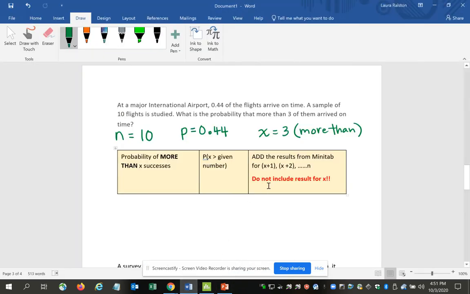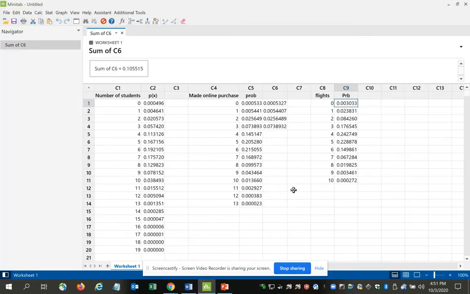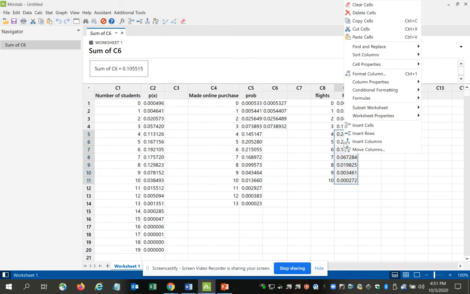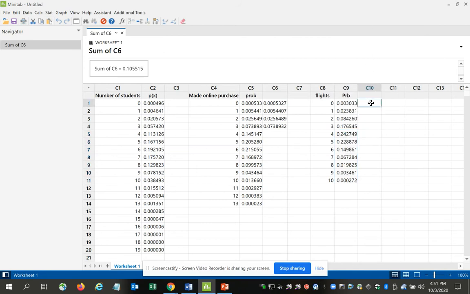Going back to confirm what I should do: add the results for x plus 1, x plus 2, all the way up to n. So in this case, that means I need to do 4, 5, 6, 7, 8, 9, and 10. So I'm going to start at 4. Right click. I'm going to copy those. Then I'm going to paste them into column 10.